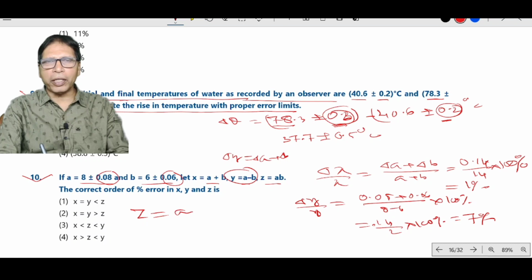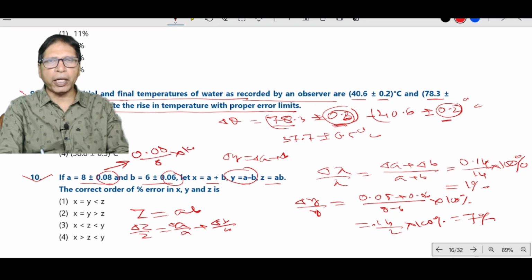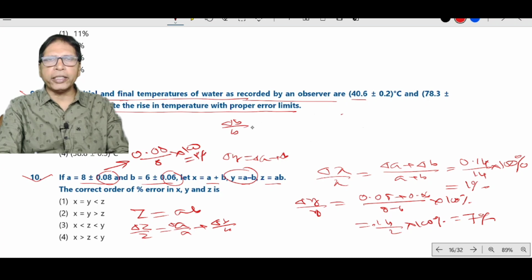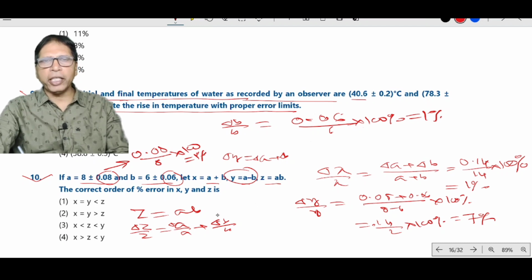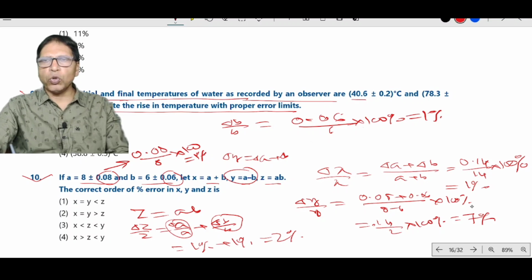Now z equals AB. Therefore the relative error of z equals the relative error of A, that is delta A by A, plus delta B by B. Now delta A by A is 0.08 by 8 into 100%, which is 1%. Delta B by B is 0.06 divided by 6 into 100%, which is 1%. So the error in measurement of A is 1%, the error in B is 1%, so 1% plus 1% is 2%. So maximum error is in Y, then Z, then X. So X is less than Z, which is less than Y.